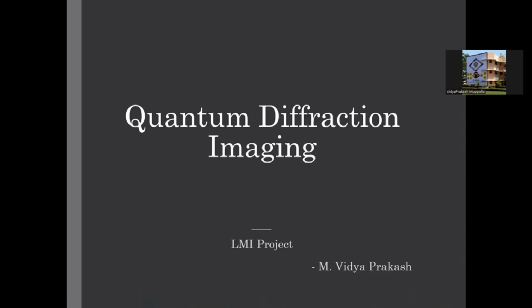Hi, this is a project based on a paper on quantum diffraction imaging. This represents a paradigm shift from classical imaging by exploiting entanglement and quantum correlations. In classical diffraction, we actually measure the intensity, which is proportional to the Fourier transform of the object. This squaring process destroys the phase information, leading to the well-known phase problem.